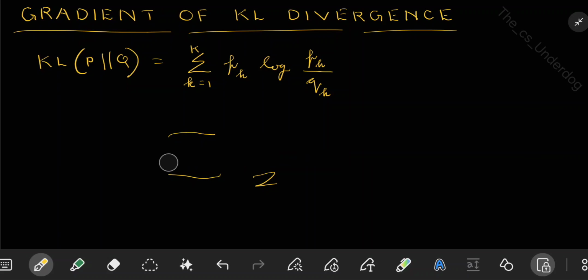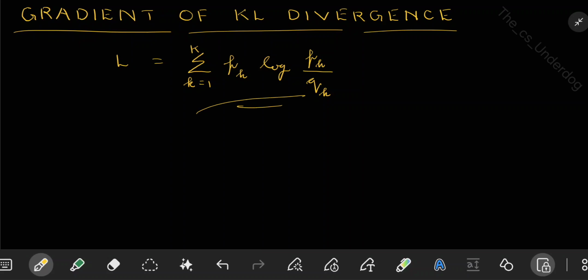What we'll do is see the complete derivation of the KL divergence gradient. Instead of writing KL all the time, I'll simply write L because that will be easier. It is the loss, I'll write L. What do we want to do?